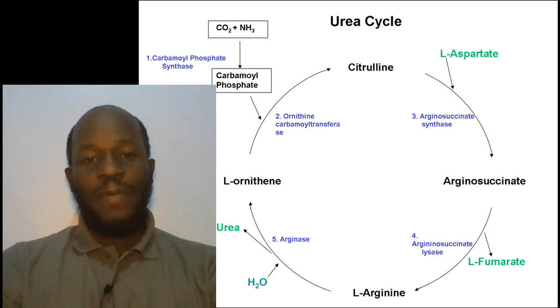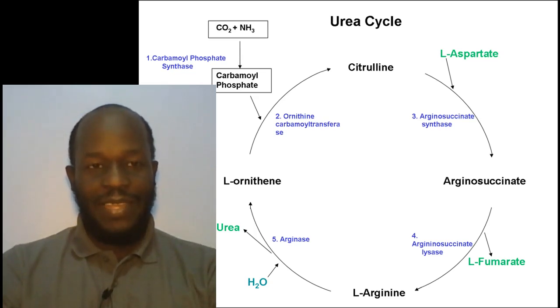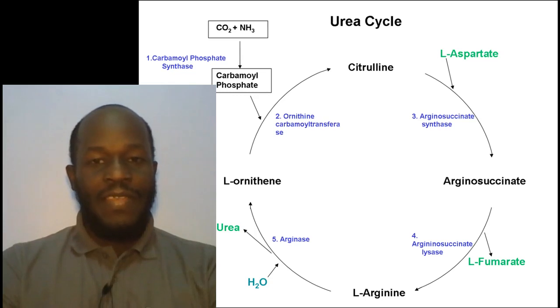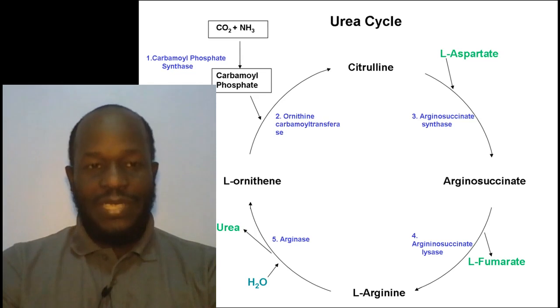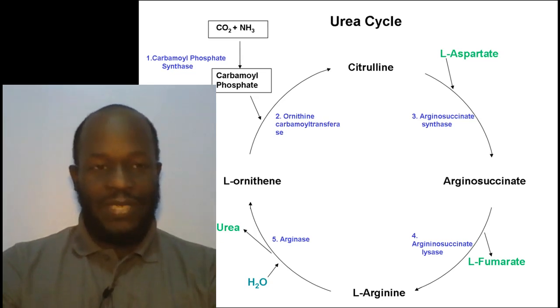Okay, now after forming our citrulline and it has been transported into the cytoplasm, this citrulline is combined with aspartate and undergoes a condensation reaction to form argininosuccinate. So the condensation reaction between citrulline and aspartate forms argininosuccinate in the presence of an enzyme called argininosuccinate synthetase. So the enzyme here that converts citrulline and aspartate through a condensation reaction is called argininosuccinate synthetase.